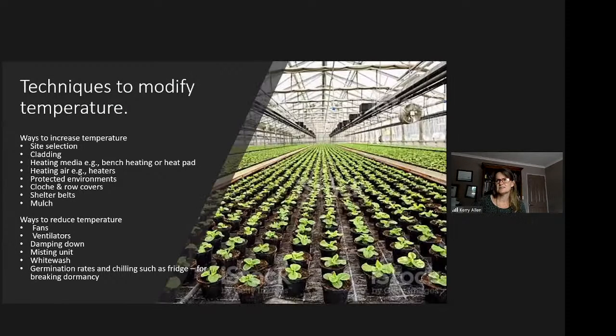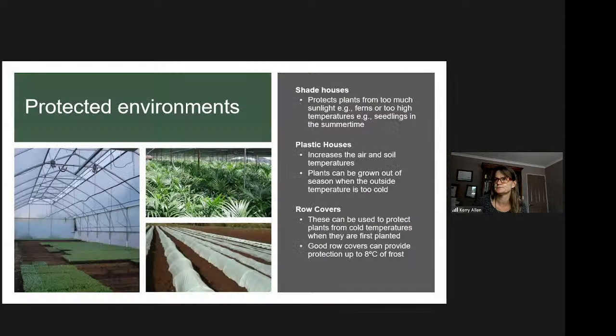Okay, once again with temperature, there's a lot of ways to increase temperature. There's a lot of ways to reduce temperature. So once again, that will depend on your crop. Okay, so it can be indoors. We increase temperatures with heating, and use mulch outside to reduce it. We can use fans, whitewashing, or, to break dormancy, such as putting in a fridge for chilling.